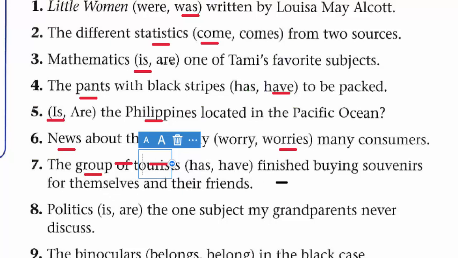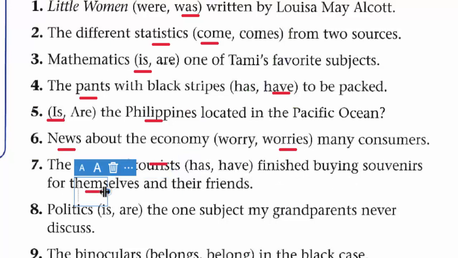The rest of the sentence will decide. The group of tourists finished buying souvenirs for themselves. The word themselves here gives us a hint that the subject here is plural, so it's have. Next sentence, politics is or are one subject. So politics here is a subject, and the word one is a hint to being singular.